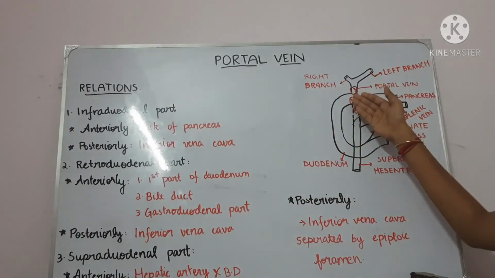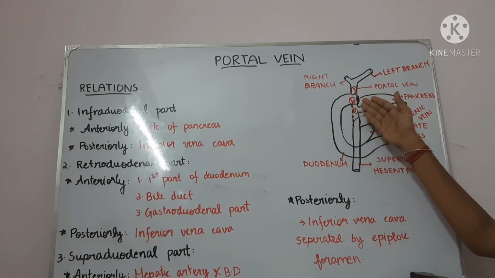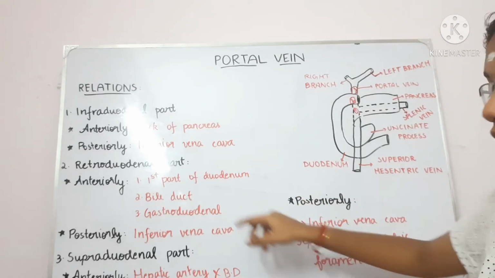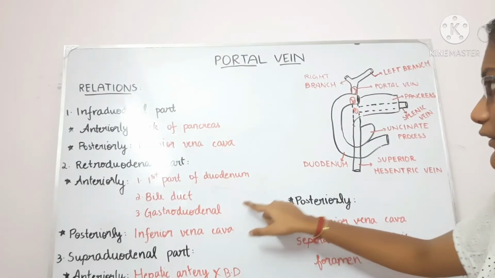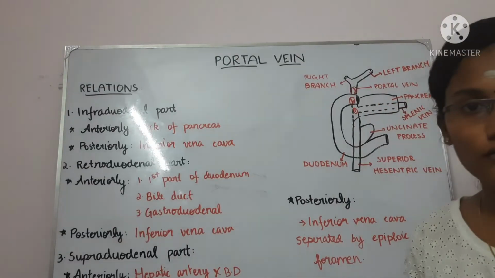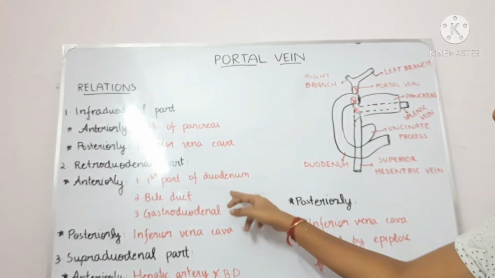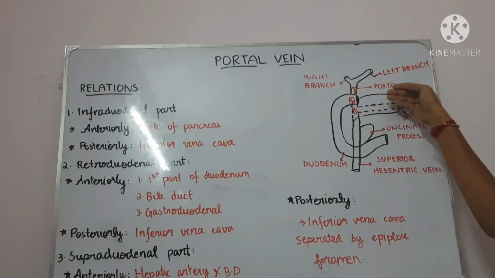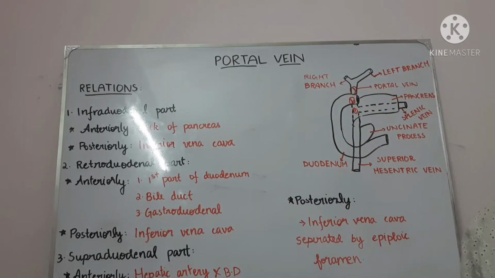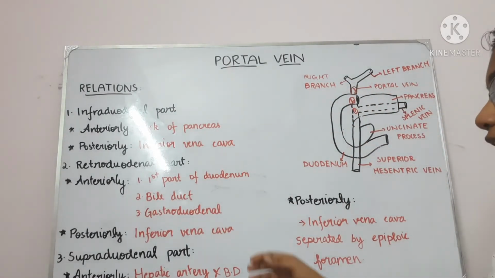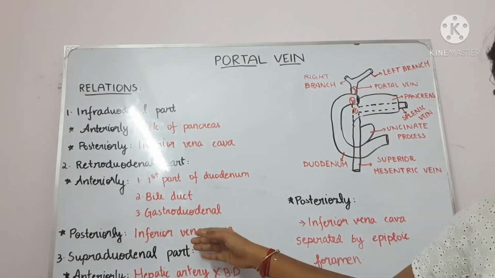Anteriorly above it, the duodenum is there. The first part of the duodenum is present above it anteriorly. And the bile duct and the gastroduodenal artery also pass above the second part of the portal vein. Posterior relation is the inferior vena cava.